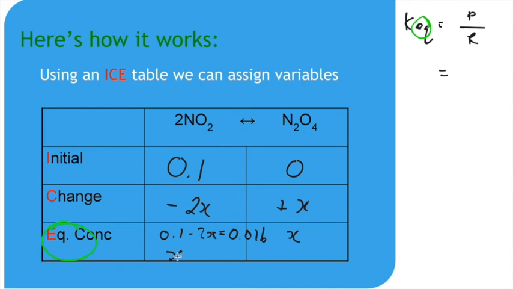Taking a minute, we can solve for x. And we solve for x, we get 0.042. So x is 0.042. If x is 0.042, we can now substitute in our equation values here. So we want products over reactants. Well, the product is dinitrogen tetroxide. Its value is x. So I'm going to substitute in 0.042 as the product concentration.